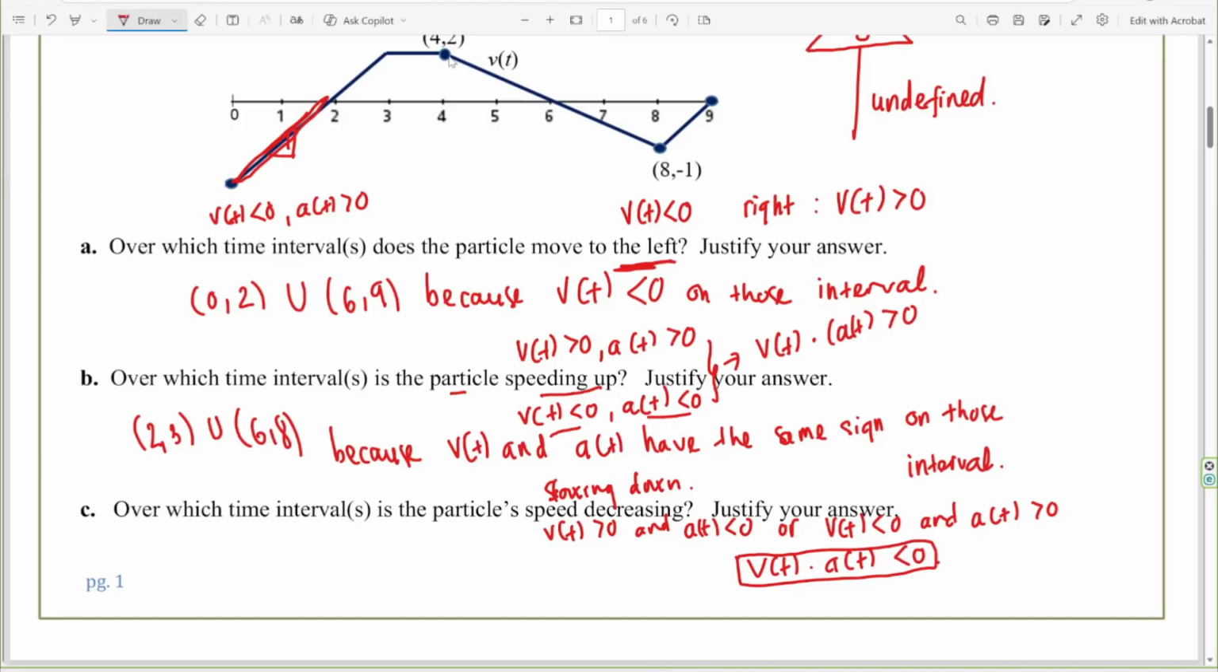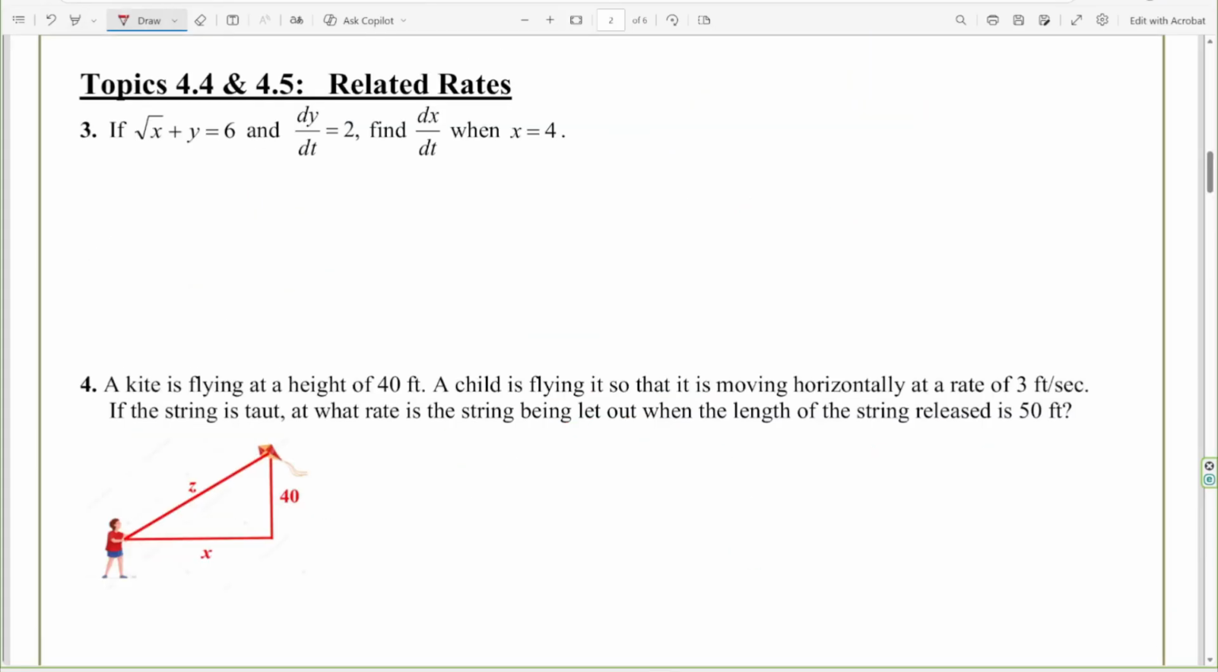And then this one right here, v(t) is greater than 0, but a(t) is less than 0, right? Because the slope is negative. And this interval right here, from 8 to 9, v(t) is less than 0, a(t) is positive, right? So you have three intervals. It's going to be 0 to 2, union 4 to 6, union 8 to 9, right?